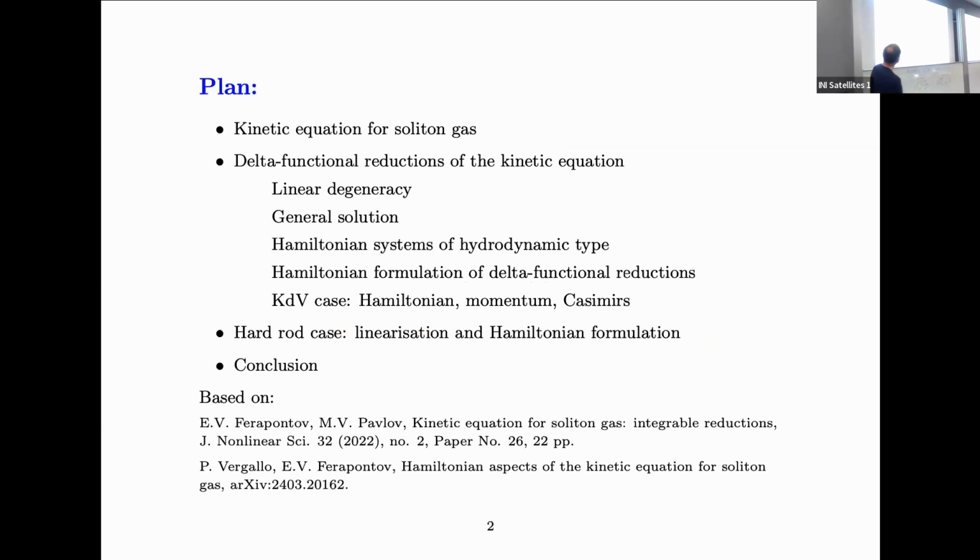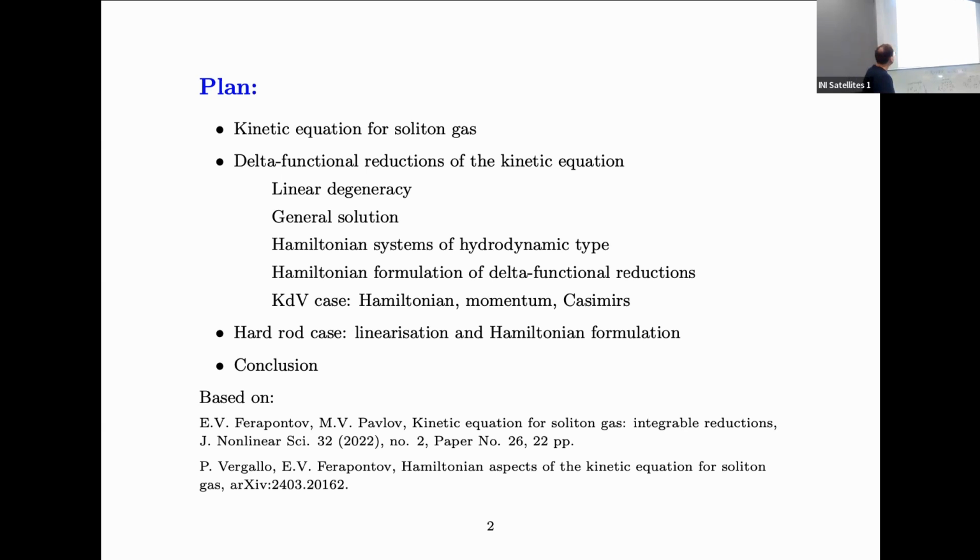So this is the plan. I will start by introducing the kinetic equation for soliton gas that we have all seen in the previous talk. Then I will discuss delta functional reductions, also known as cold gas reductions of the kinetic equation, and some of their properties, such as linear degeneracy, general solution, and Hamiltonian aspects. Many of these aspects generalize to the full kinetic equation. In particular, we'll discuss the hard rod case, where we have linearization and Hamiltonian formulation for the full kinetic equation.